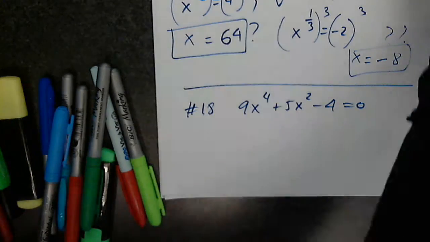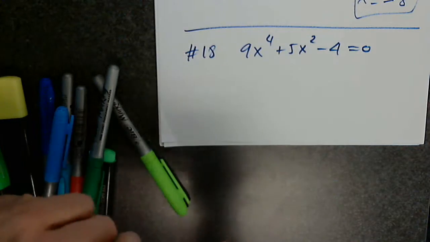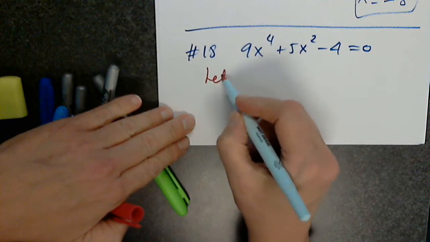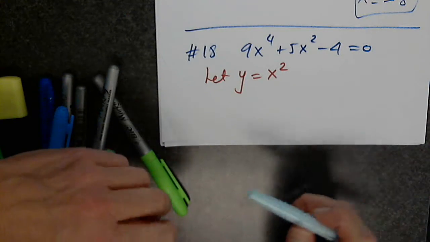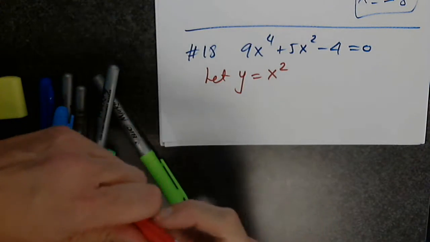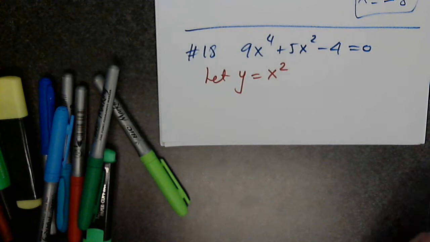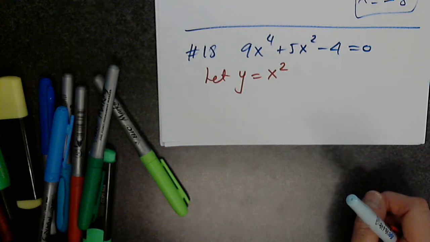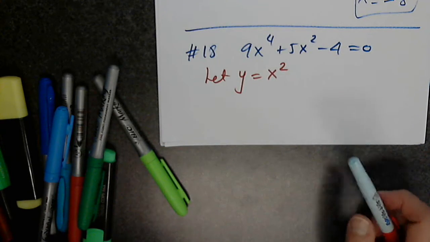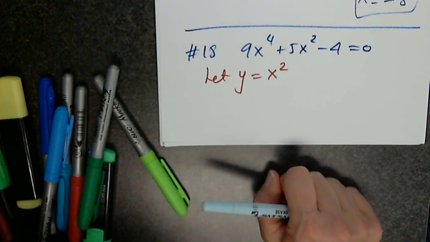Can anyone give us the first step? So this is the method of substitution. We're substituting x squared, or y gets replaced by x squared. We're substituting x squared by y. Why is this possible? Because this equation is quadratic in form.